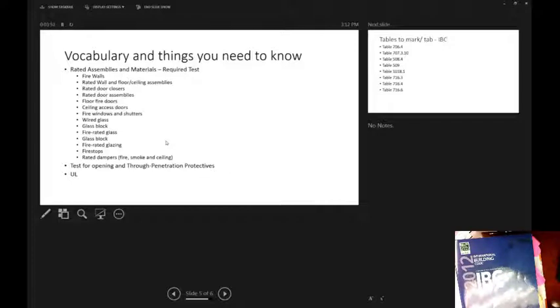And know what UL means. What does that mean? And where do you see it? A lot of times you'll see it on a lamp that you buy.